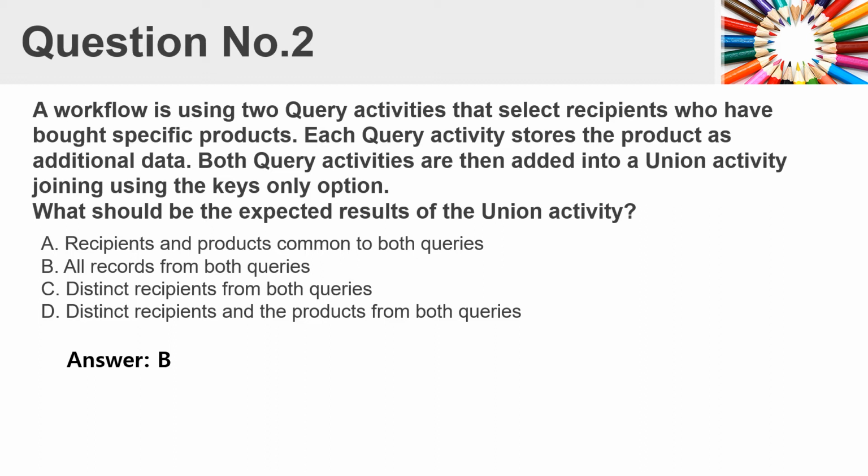A. Recipients and products common to both queries. B. All records from both queries. C. Distinct recipients from both queries. D. Distinct recipients and the products from both queries. Answer. B.